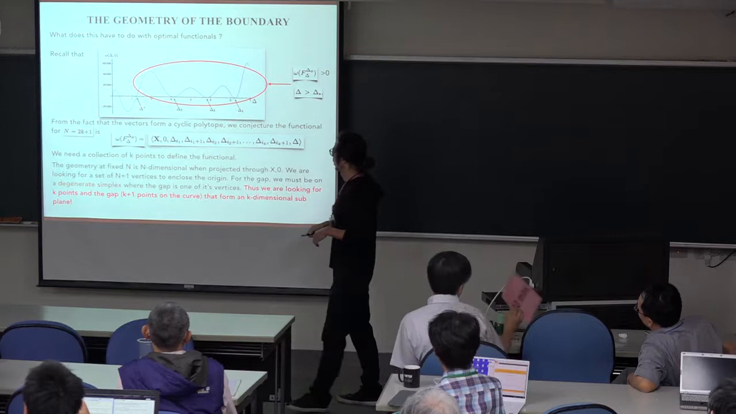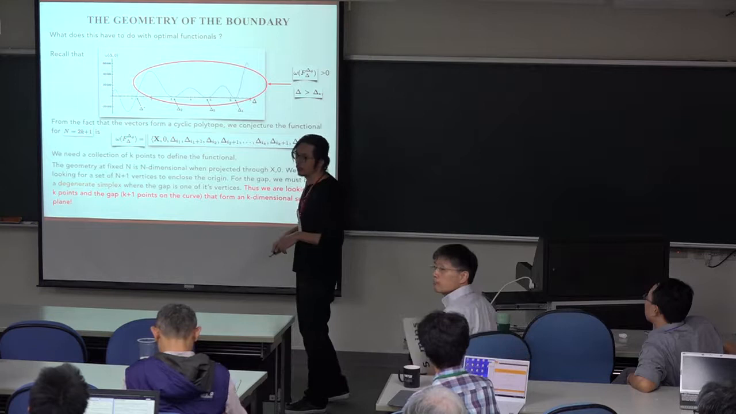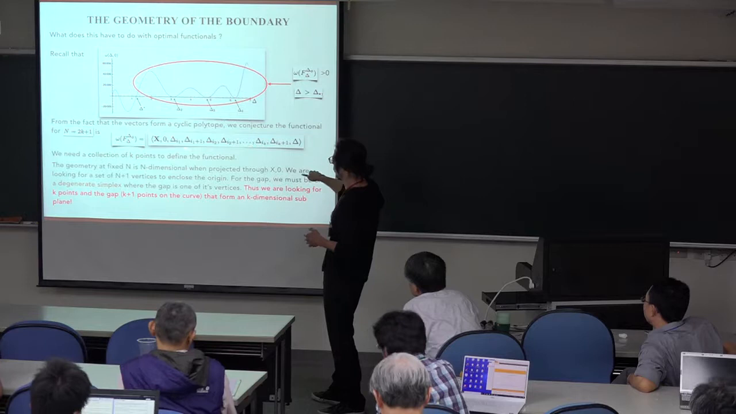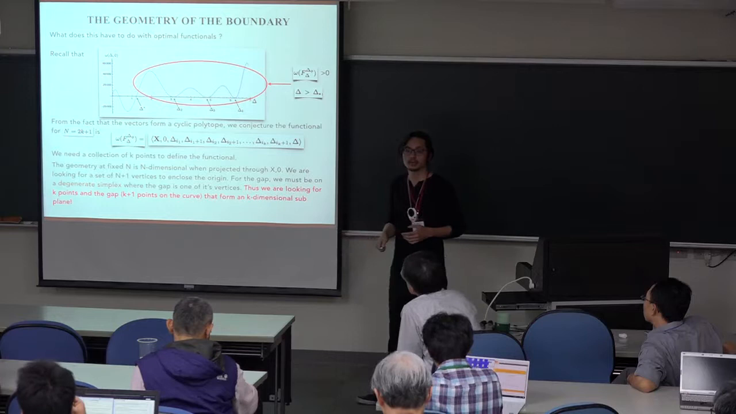Now, we already know that the vectors actually form a cyclic polytope. So we can conjecture that if I write my optimal functional as taking a determinant of this form, where this all comes in pairs, then for sure, for any delta here, in principle this thing should be positive, just because of the cyclic polytope problem.